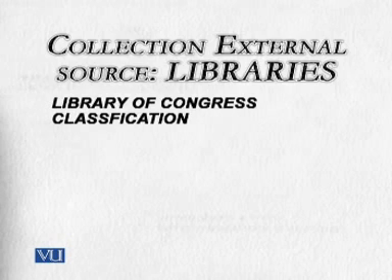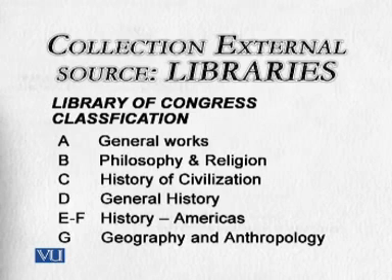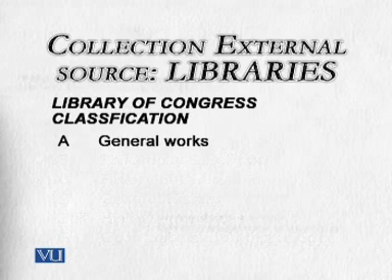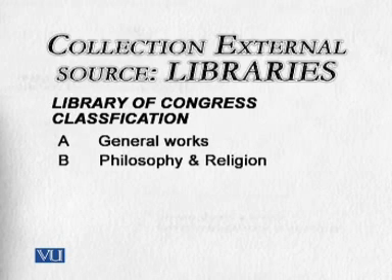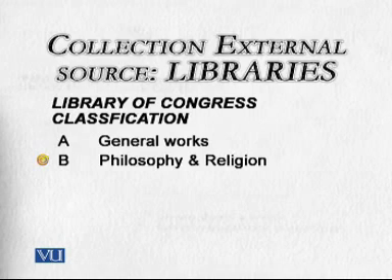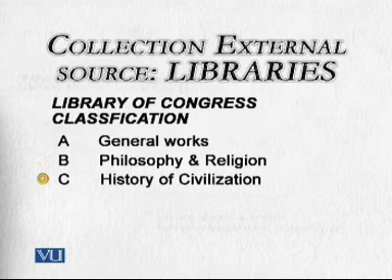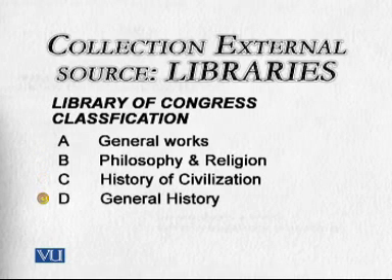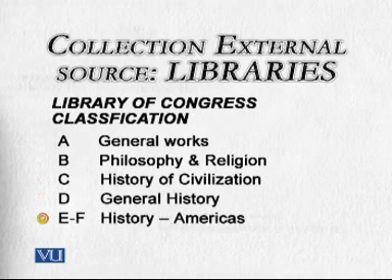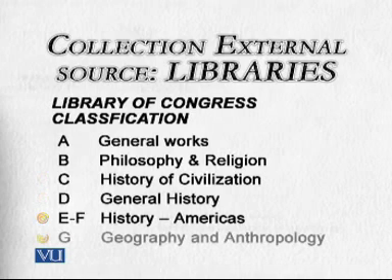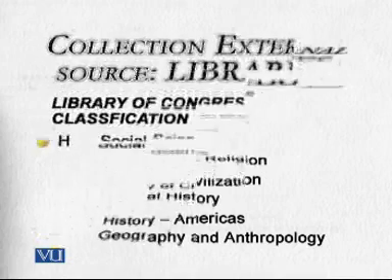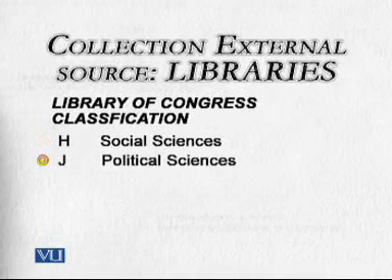On your screen, you can see A to Z, the alphabet is there, plus the subjects are also written next to the relevant alphabet. For example, in A category, you will find general works. And in B, you would find philosophy and religion. If you find C written on books, it means history of civilization you can find. D is for general history. E to F is American history, especially, it's meant for. G is geography and anthropology. H is social science. J is political science.